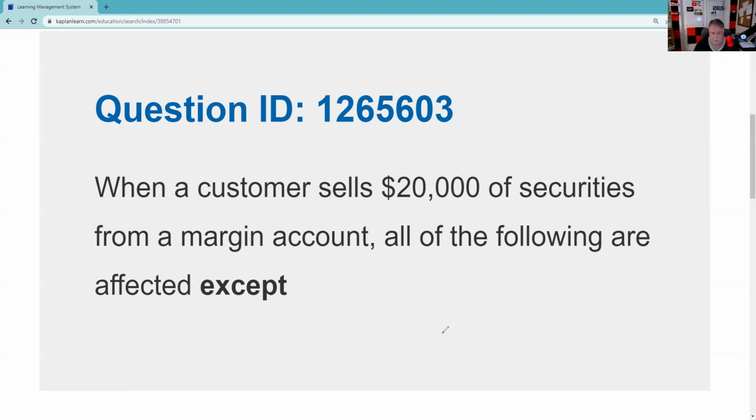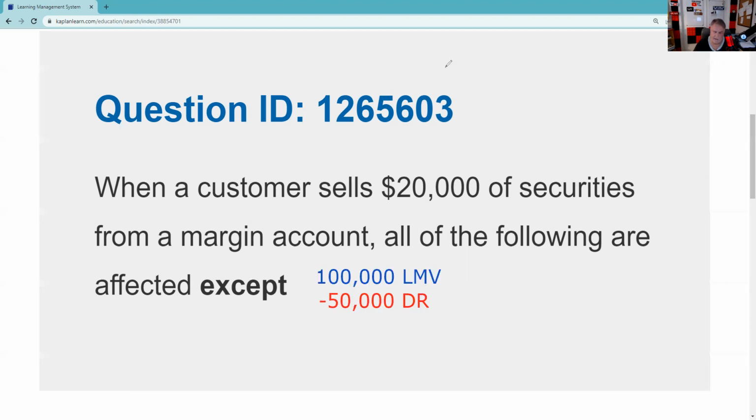All right. When a customer sells $20,000 worth of securities from a margin account, all the following are affected except. I would highly recommend that you don't do this in your head. I recommend that what you do is make up an easy margin account and then do what it says, do a setup and do a mark to market. So if you're going to make up one like I'm about to do, just make up an easy one.